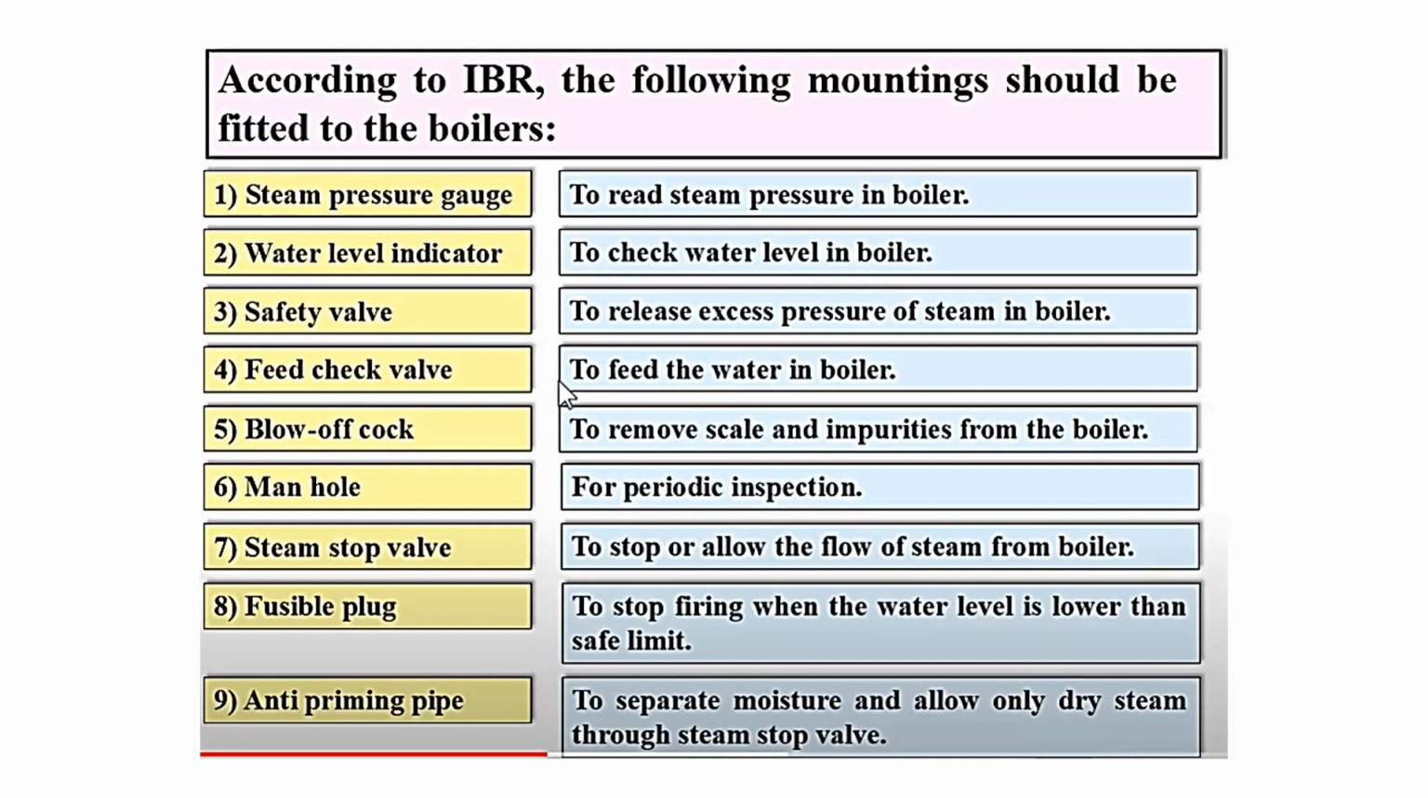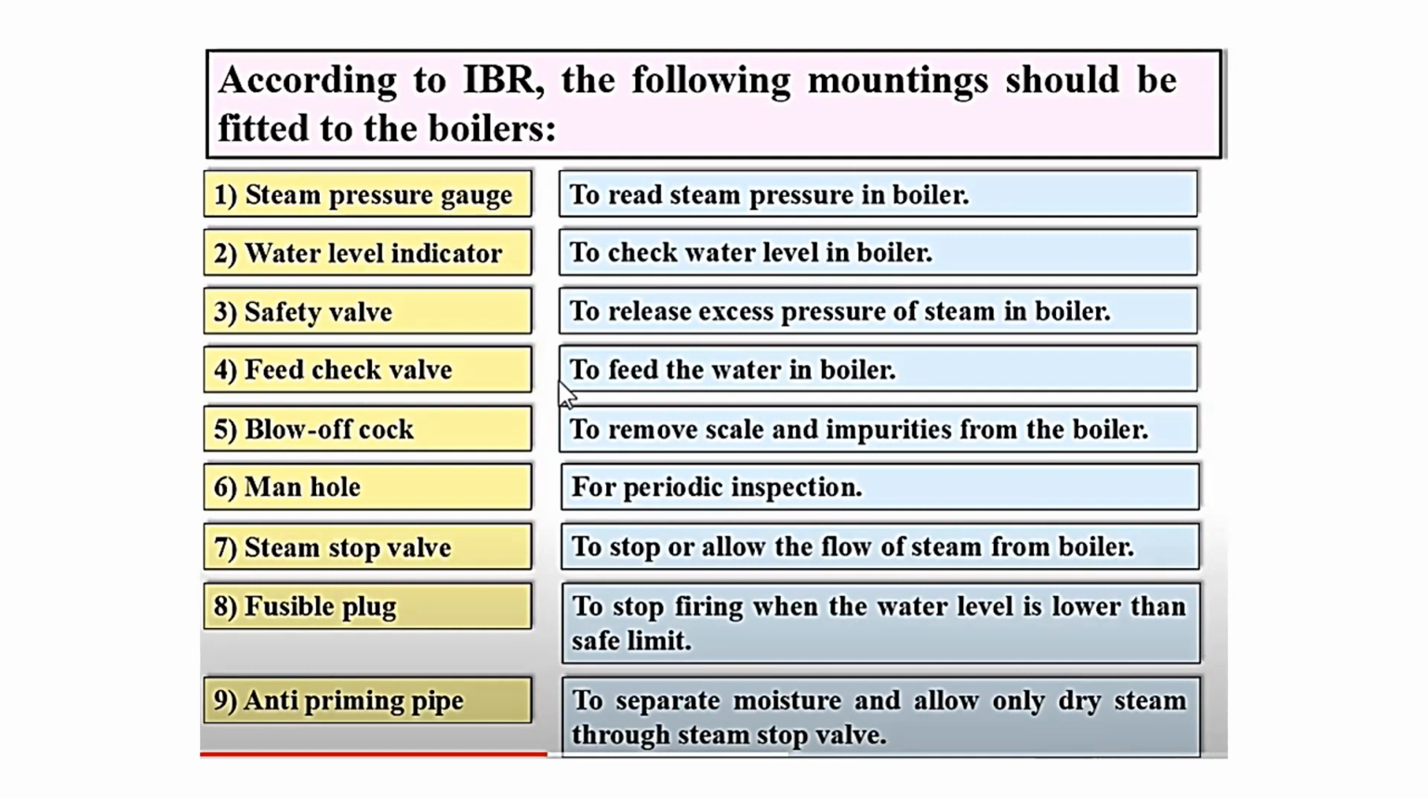And the second mounting is the water level indicator. We are continuously supplying the water, but we don't know whether there is a problem in the pipe or not. If there is any problem in the water pipe, we don't get water into the boiler, but the boiler will get heated due to the fuel combustion. If the water is not there, automatically there will be damage to the boiler shell. So the water level indicator is a must.